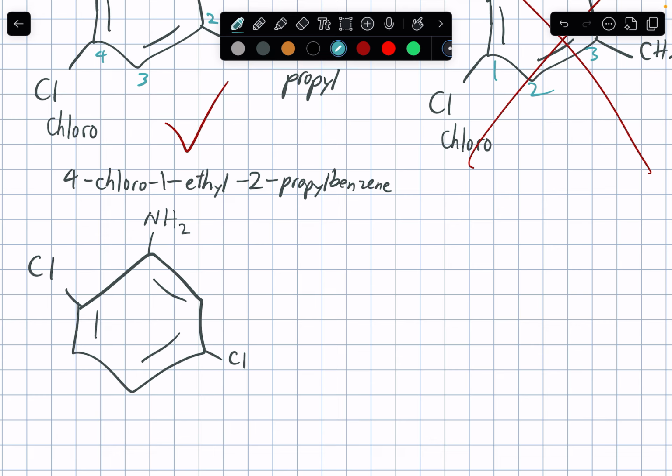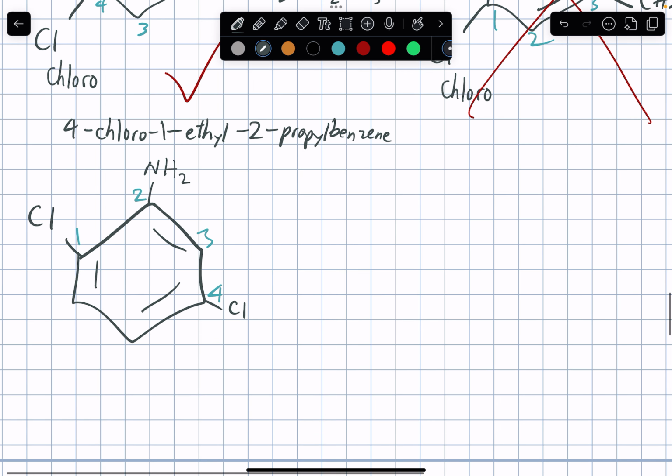Okay, let's try to number. I'll play dumb. Let's just try this out. 1, 2, 3, 4. Okay. Could we get something better than that? 1, 2, 3, 4, 5, 6. That's much worse. How about here? 1, 2, 3, 4. Much better. That's the best combination we could get. Okay, so after numbering, let's start naming.